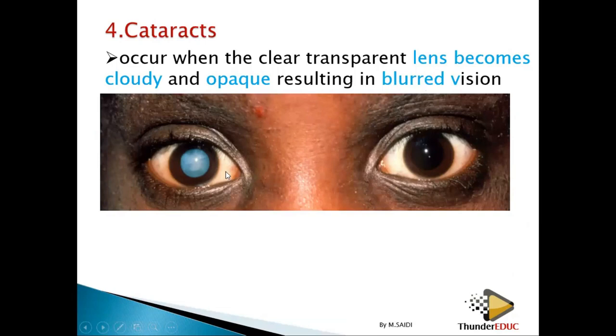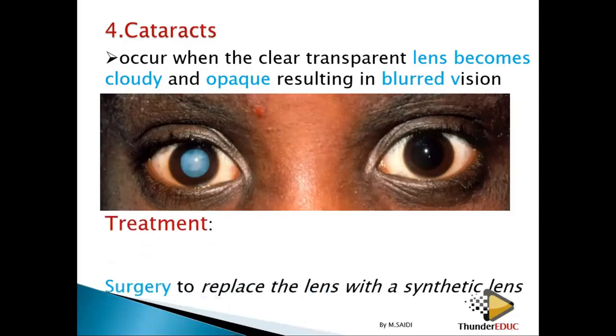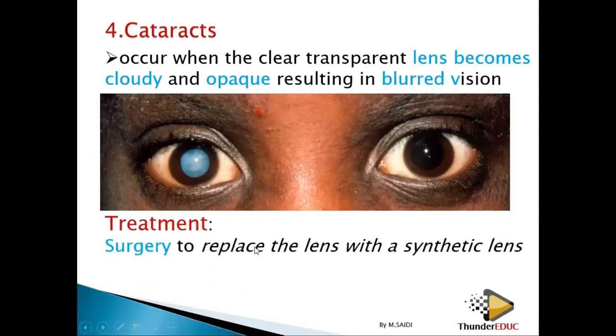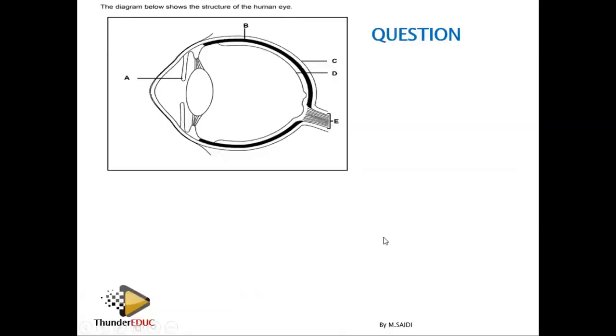The lens solidifies, and then you won't be able to see. The lens cannot even change its shape, because it has solidified. How do you treat it? Treat it by doing surgery to replace the lens with a synthetic lens. It means that we remove the lens which was there, and then we put in one which is synthetic, which means a manufactured, man-made lens.